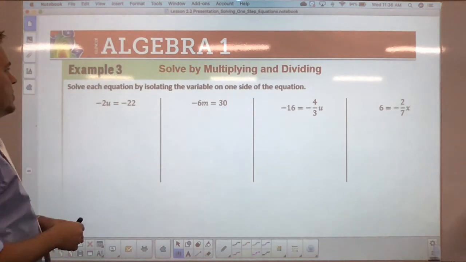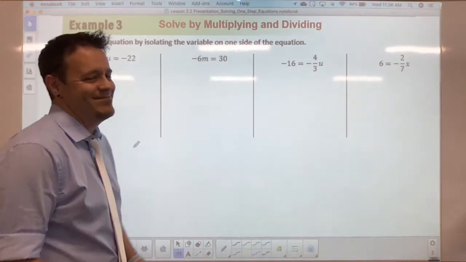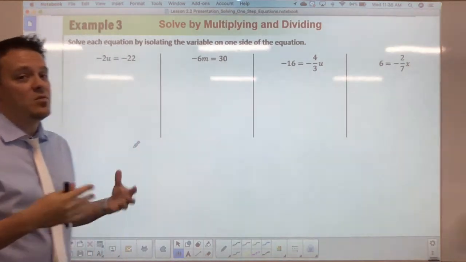All right, now I got a couple more things, but what I'm throwing in here now is the wonderful, beautiful thing, the negative. Because I know a lot of you will struggle with this.